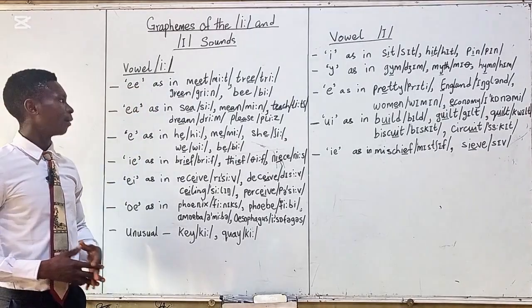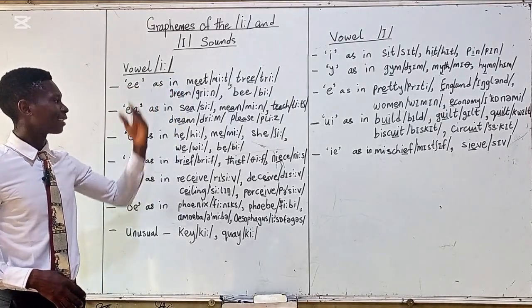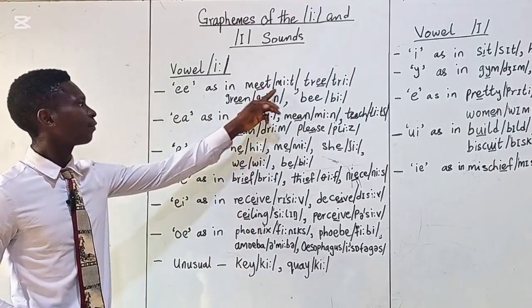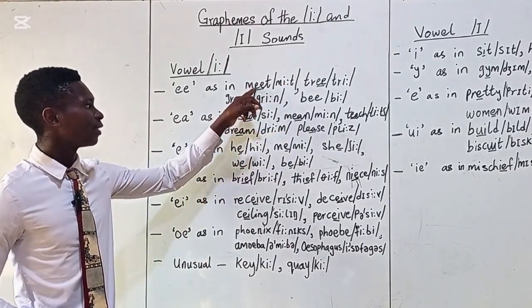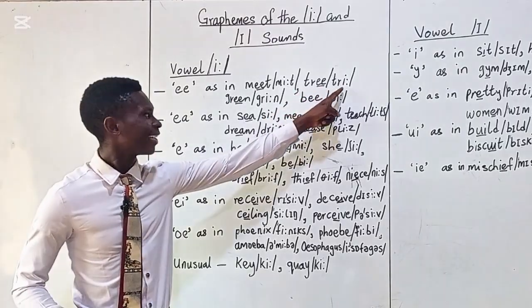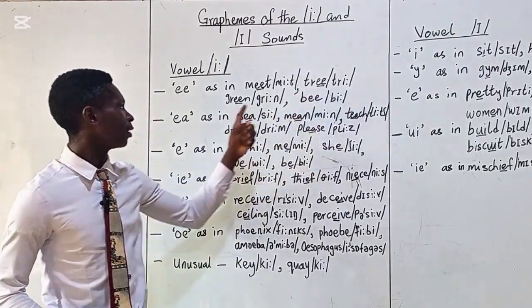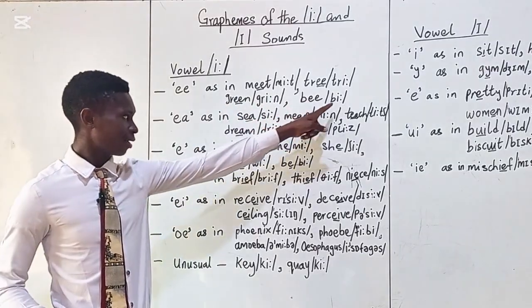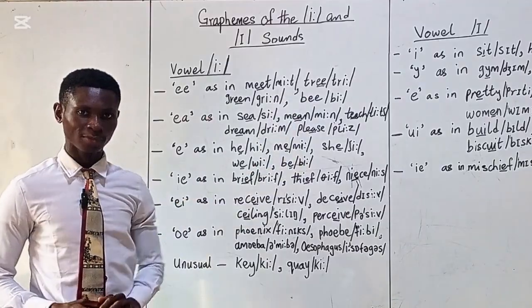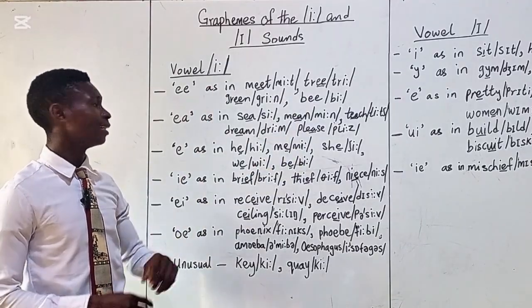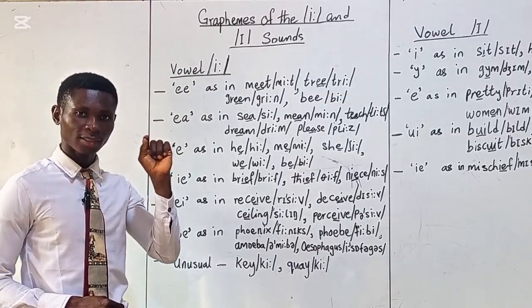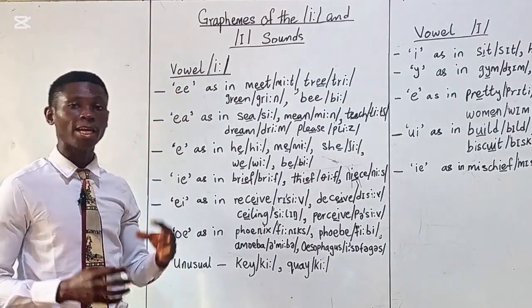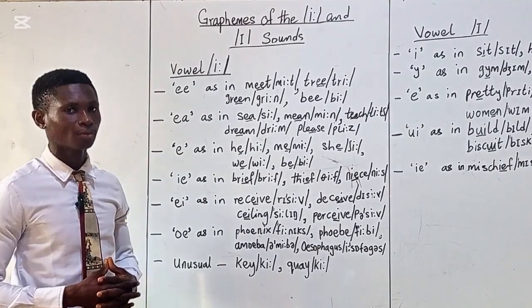We have examples here. In the word meat, we have E in place of EE. Tree, E in place of EE. Green, E in place of EE. Bee, E in place of EE. That's to say that EE is a spelling of the E sound.